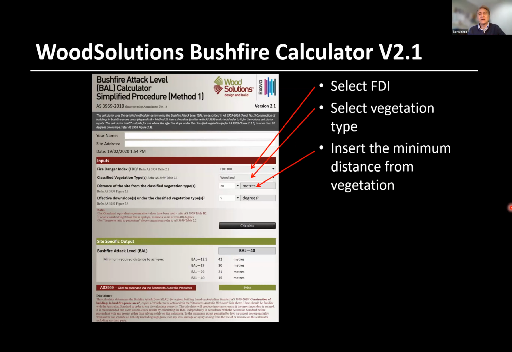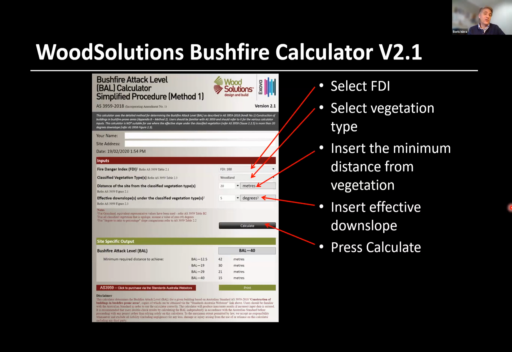You can input the distance that your building is from that vegetation, also inserting the slope under that vegetation. And then you simply hit calculate and you get a range of different bushfire attack level assessments done.